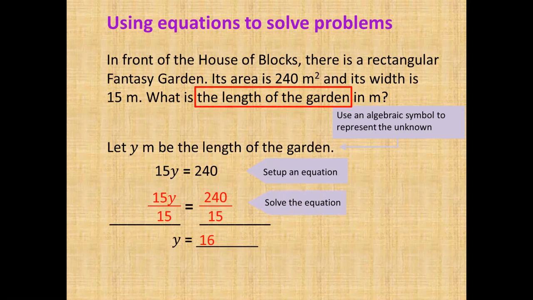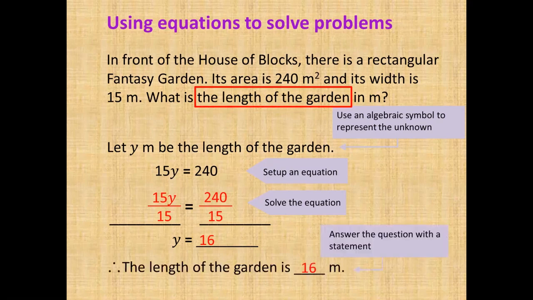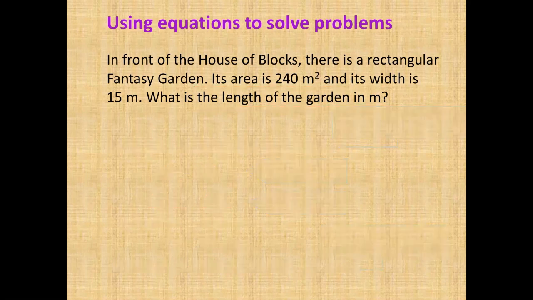After we got the answer for the unknown, we need to answer the question using a statement. So therefore, we know that the length of the garden is 16 meters. But make sure that this is not the end of our steps, because we have a final step. The final step is to check our answer. So now let's check the answer together.